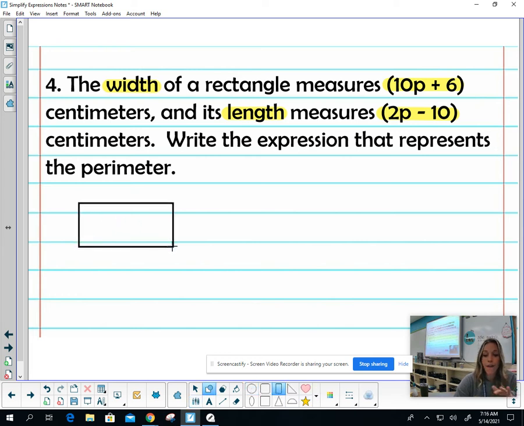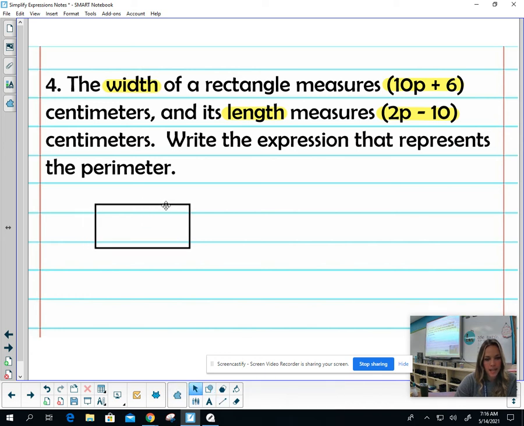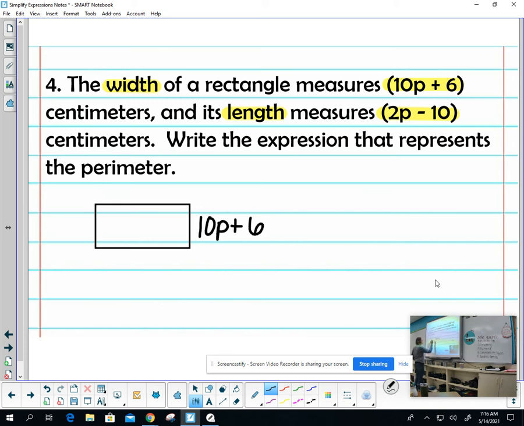That's like if I was measuring the perimeter of a fence that I needed. Okay, so the width is 10p plus 6. I'm going to jot my thoughts down. I have 10p plus 6, and the length is 2p minus 10.